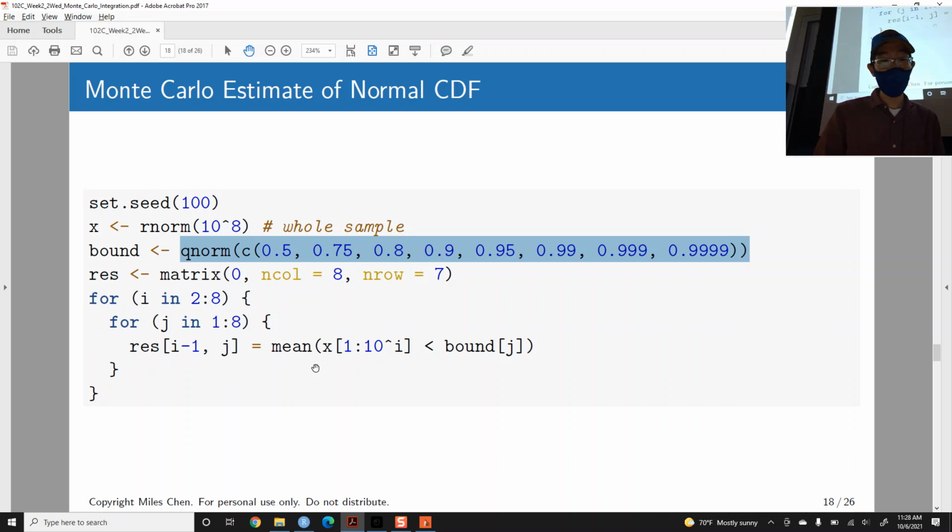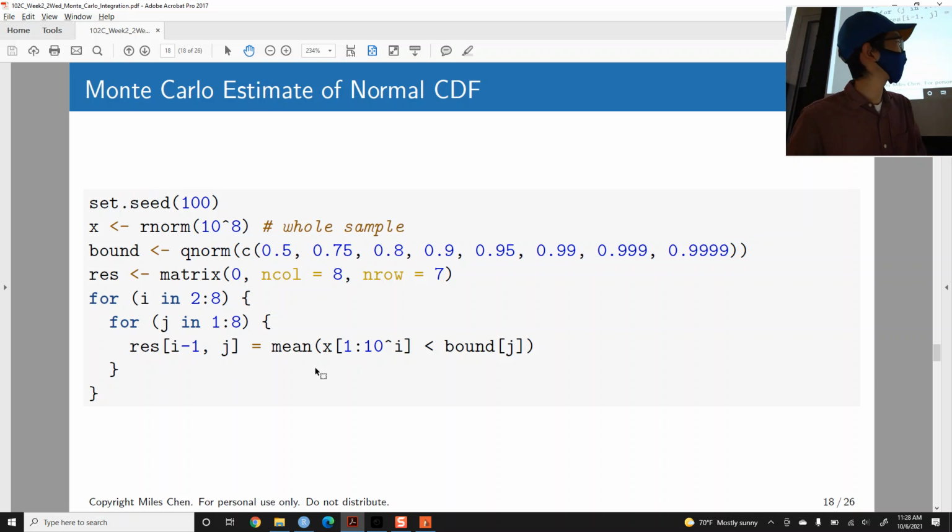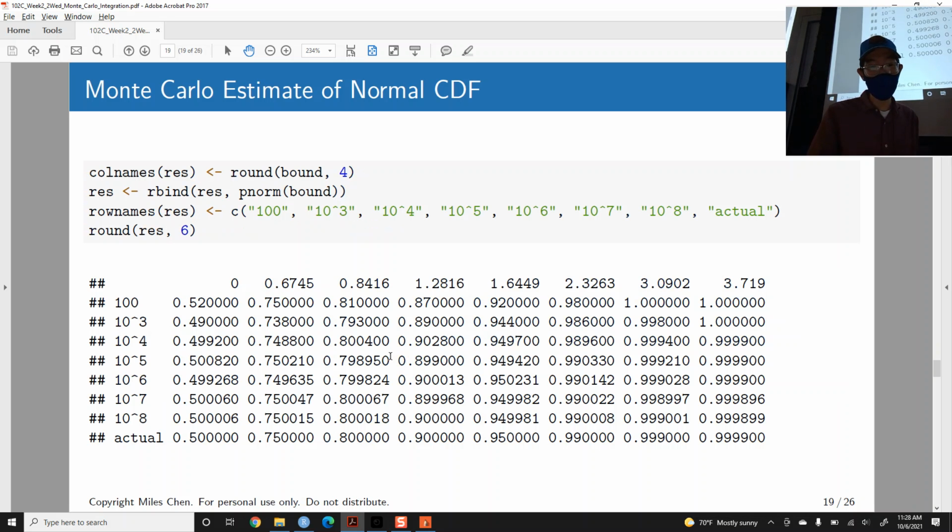And the question is how many values do I need to figure this out? Can I get away with just, say, 100 values? What about 1,000 values? What about 10,000? This gives us an idea of how accurate our values are. The true values, again, are 0.5, 0.75, 0.8. We should be getting this.